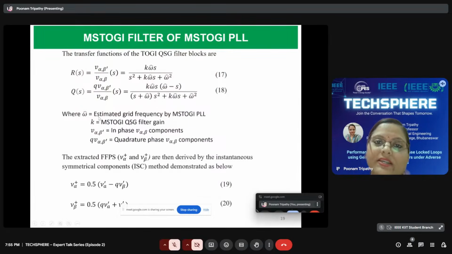So these are the equations for the transfer functions of the MS2G filter, and these are the extraction of the fundamental frequency positive sequence components V alpha plus and V beta plus by the use of the MS2G filters, which are then given as an input to the SRF PLL for the accurate phase angle extraction.